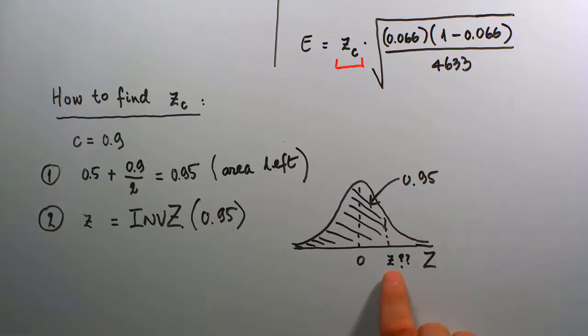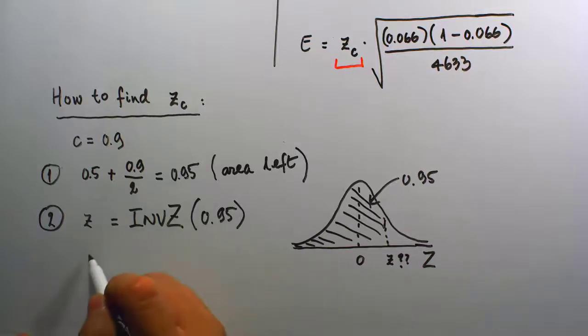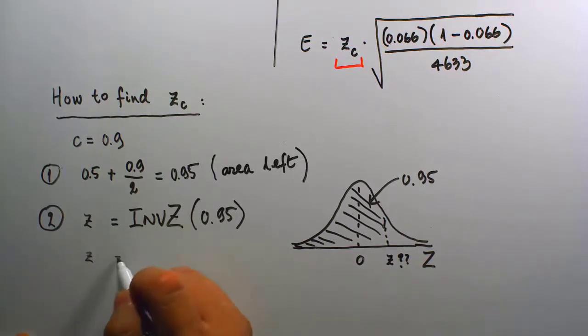We want to find out what z-score that is. So for the INVZ program, I am going to enter 0.95 and hit enter. The box to the right-hand side here is going to immediately generate a value, 1.64485363.